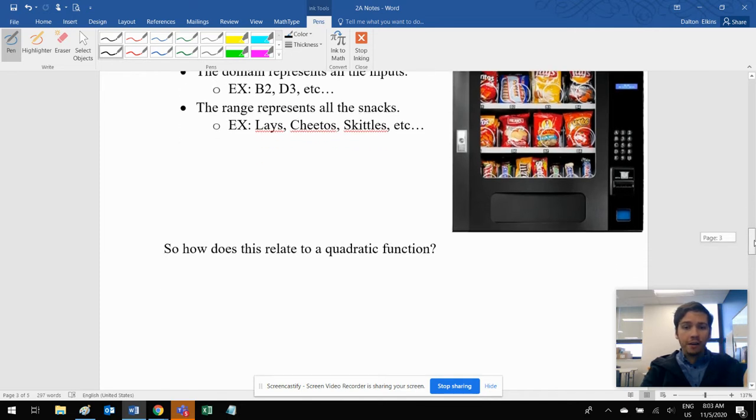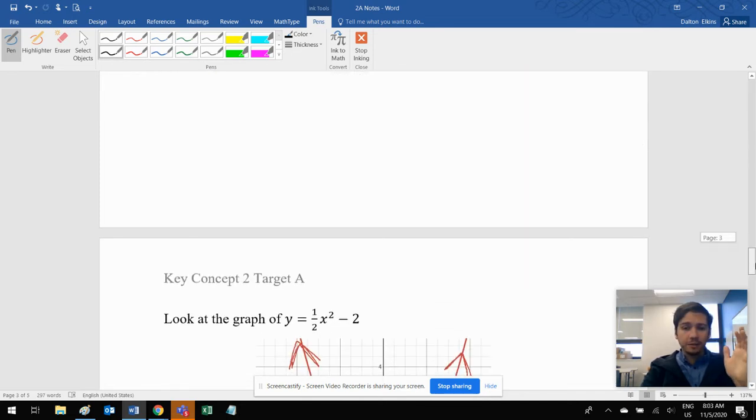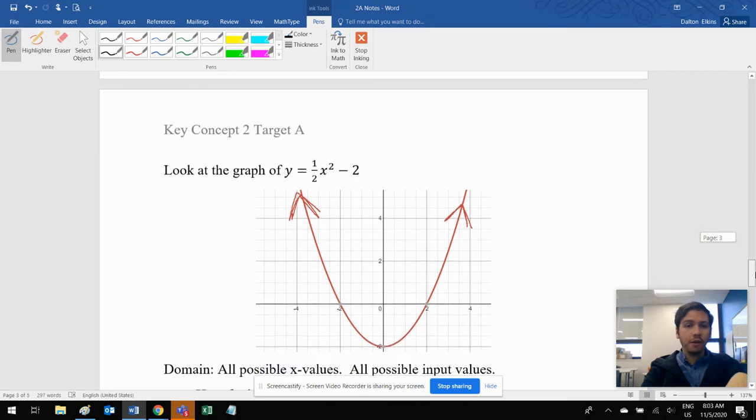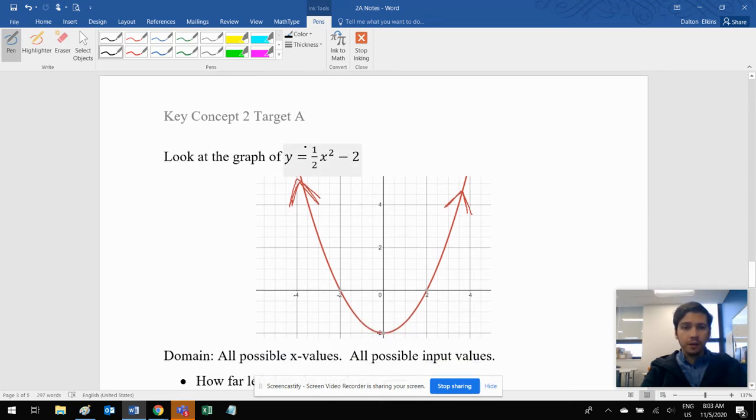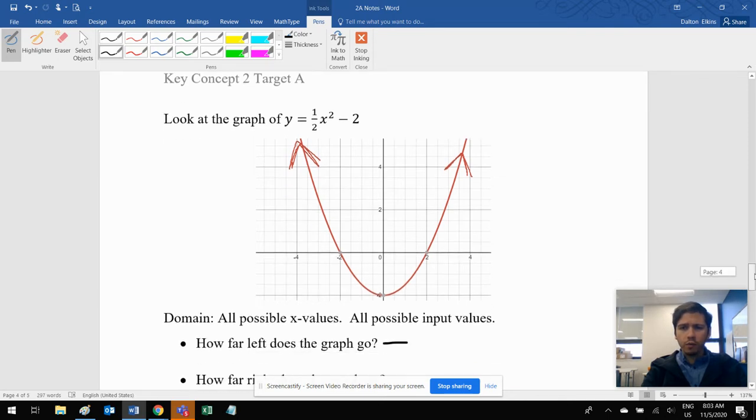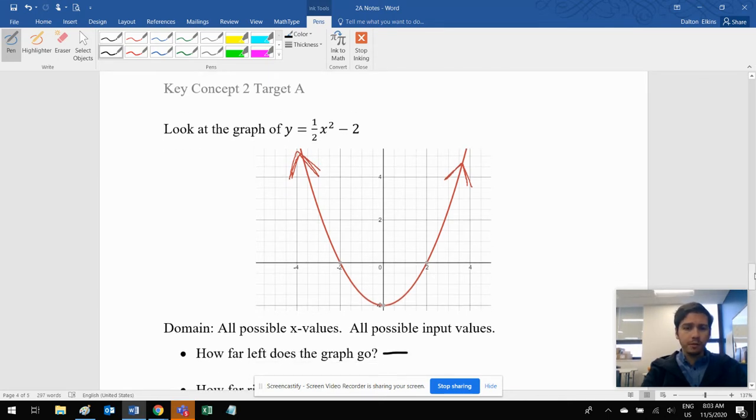So how does this relate to a function? How do we actually take this concept and use it in a graph sense? Here is a graph of 1/2 x squared minus 2. I tried to use a simple function, one that you wouldn't really see too often, but something that I think visually makes sense.